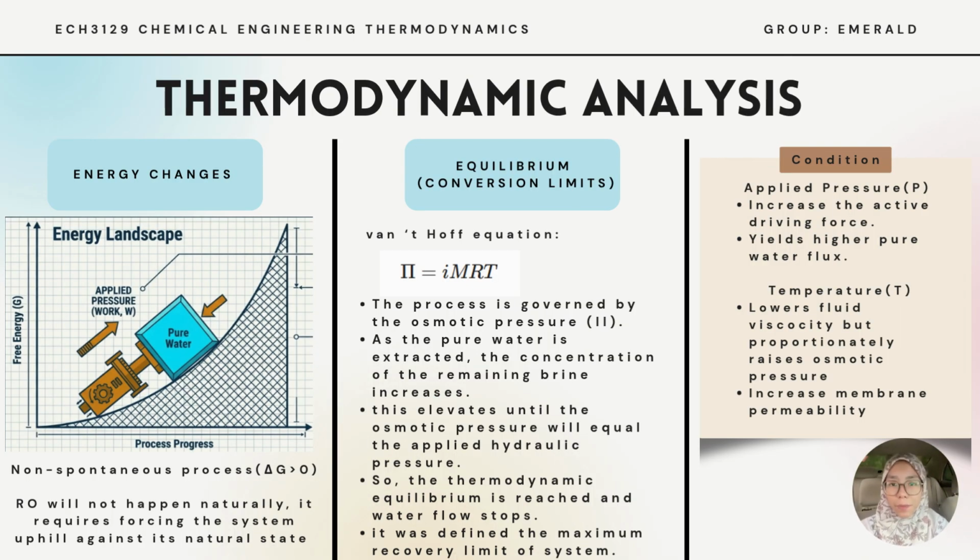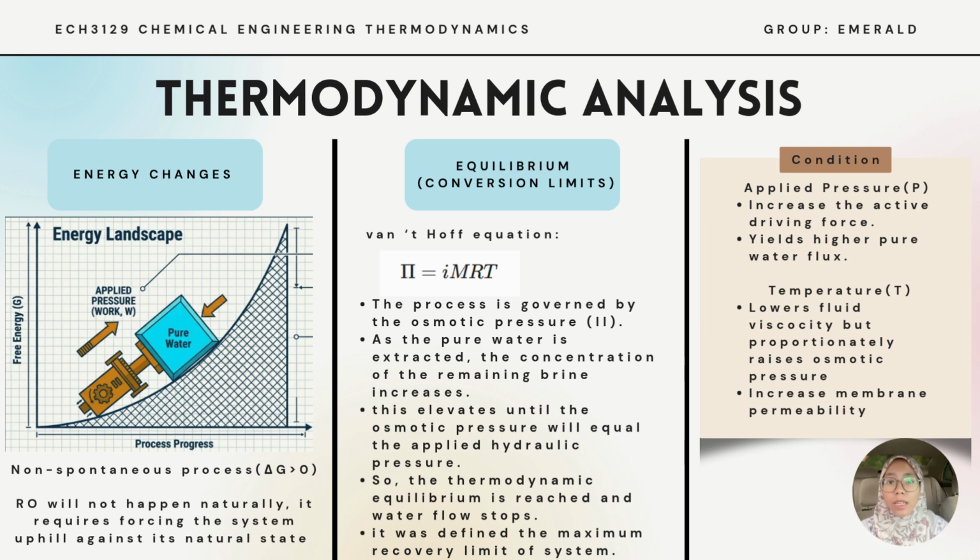Now, I will briefly explain the thermodynamics of reverse osmosis. First, RO is a non-spontaneous process with delta G more than 0. Naturally, water will move from fresh to salty, so we must apply external work in the form of pressure to reverse this. The process is controlled by osmotic pressure given by the van 't Hoff equation. As pure water is removed, the brine becomes more concentrated. Its osmotic pressure increases and eventually it can match the applied pressure. At that point, there's no net water flow, which sets a limit on how much water we can recover.